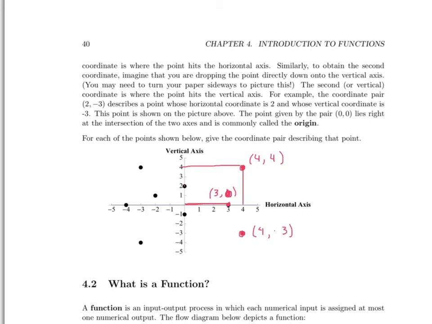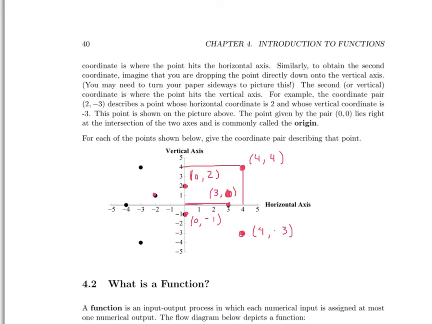Next point. We'll do this one. This point lies at the intersection of 0 on the horizontal axis and 2 on the vertical axis. Next point. This point lies at the intersection of 0 on the horizontal axis and -1 on the vertical axis.